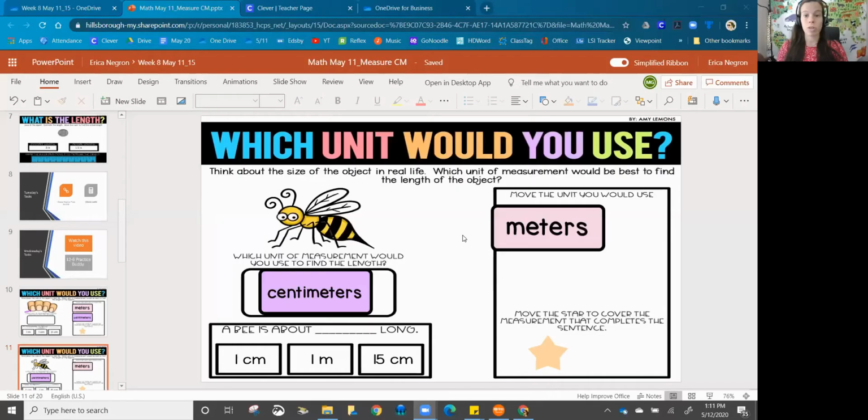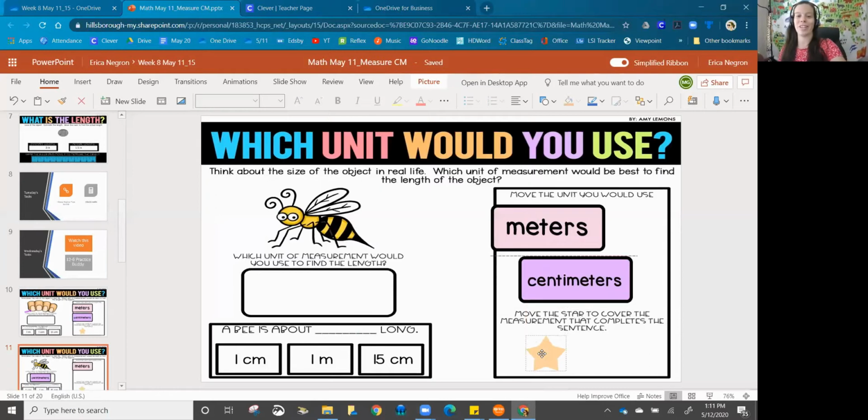Is that bee going to be about as wide as my head? No. I will move somewhere else. I will not be living in Florida. Okay, so now a meter, that's even bigger. So a centimeter makes the most sense. All right, let's put this back for the other teacher.